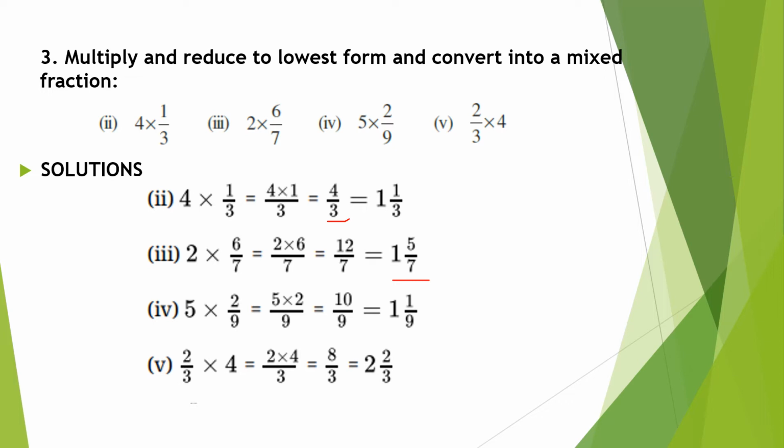Now we move to the next question, question number 5. 2 by 3 multiplied by 4. Here 2 by 3 is a fraction, 4 is a whole number. So multiply the numerator of the fraction with the whole number and keep the same denominator, which gives 2 into 4 whole divided by 3. That is equal to 8 upon 3 equal to 2 integer 2 by 3.